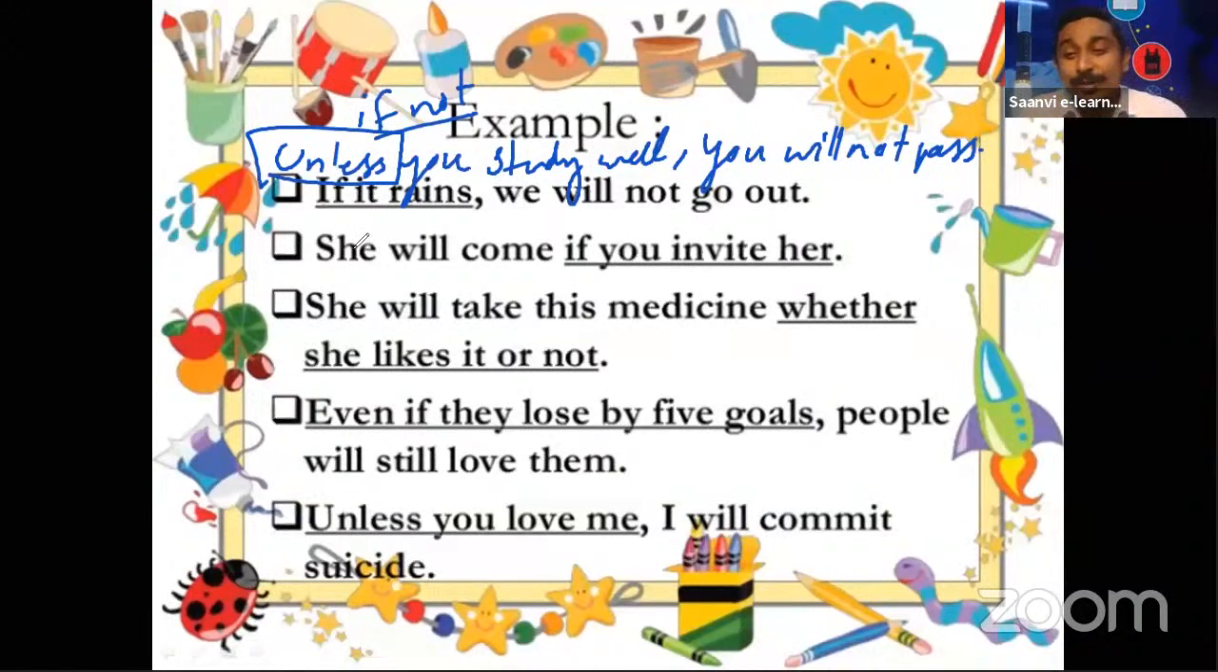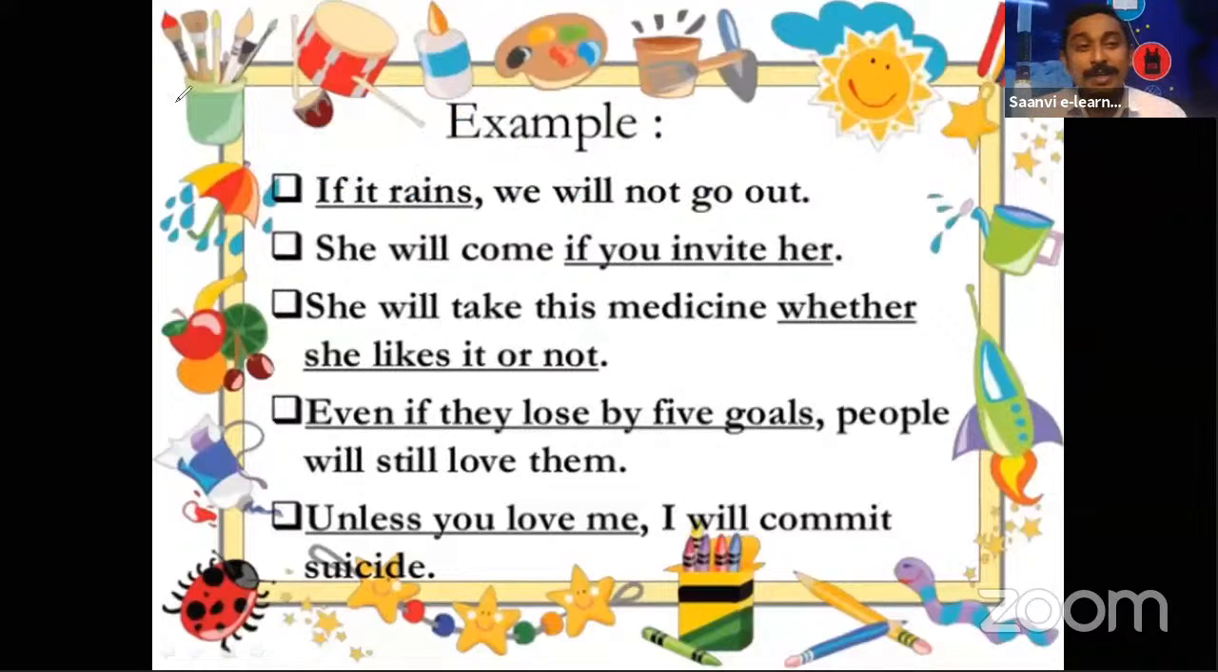Unless you study well, you will not pass. What do you mean by this? Unless means if not. So you should speak in this manner. Okay. These are all adverbs of condition. You are putting condition. This is the most common word that you always use because you are all fond of making condition to your friends.